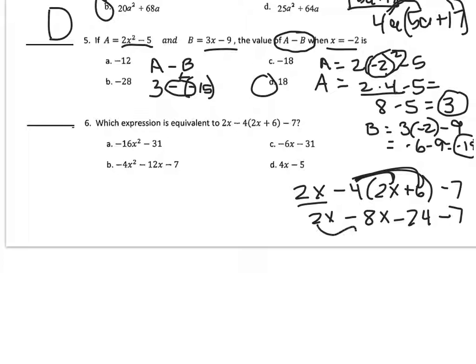Now you can combine these two like terms and these two like terms. 2x minus 8x is negative 6x. Negative 24 minus 7 is negative 31. And you see that choice C is the answer there.